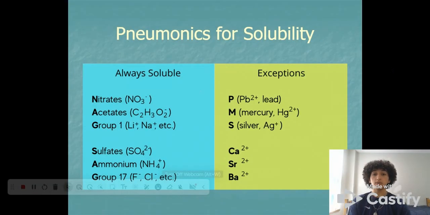Here's a mnemonic or memory aid for the solubility rules. I'll read what's here, and the key is to find something that sticks to you. One classic approach: for what's always soluble, remember NAG SAG. That's nitrates, acetates, group 1, most sulfates, ammonium, and most group 17 halides.